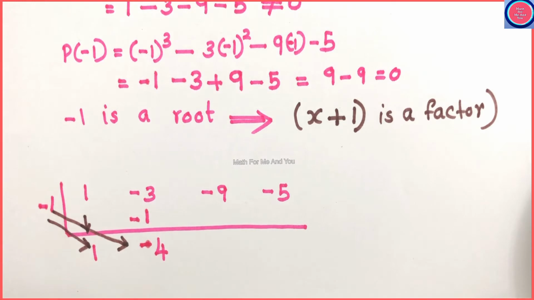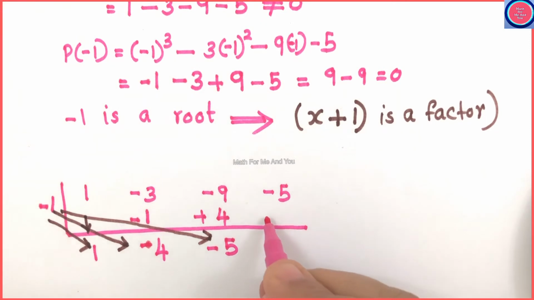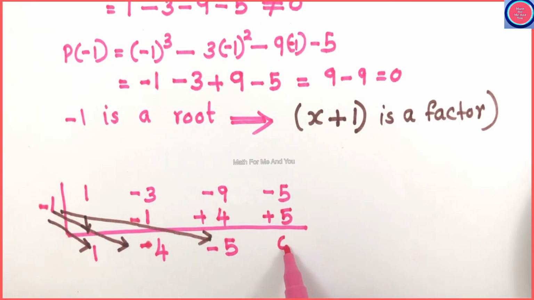Multiply diagonally with minus 1. Minus 1 times minus 4. Minus minus becomes plus, and 1 times 4 is 4. So we get plus 4. Minus 9 plus 4 is minus 5. Their total is minus 5. Minus 1 times minus 5. Minus minus is plus, and 1 times 5 is 5. So the answer we get is plus 5. See, both of them cancel each other.